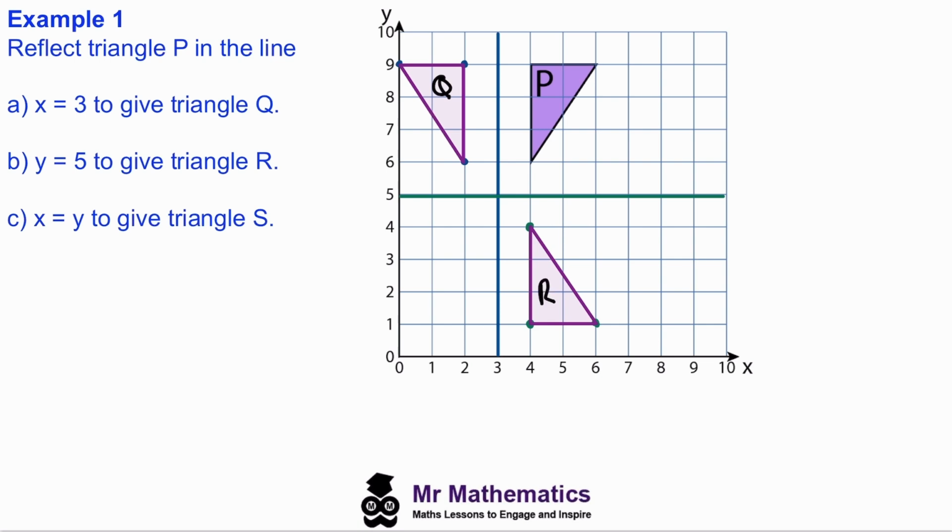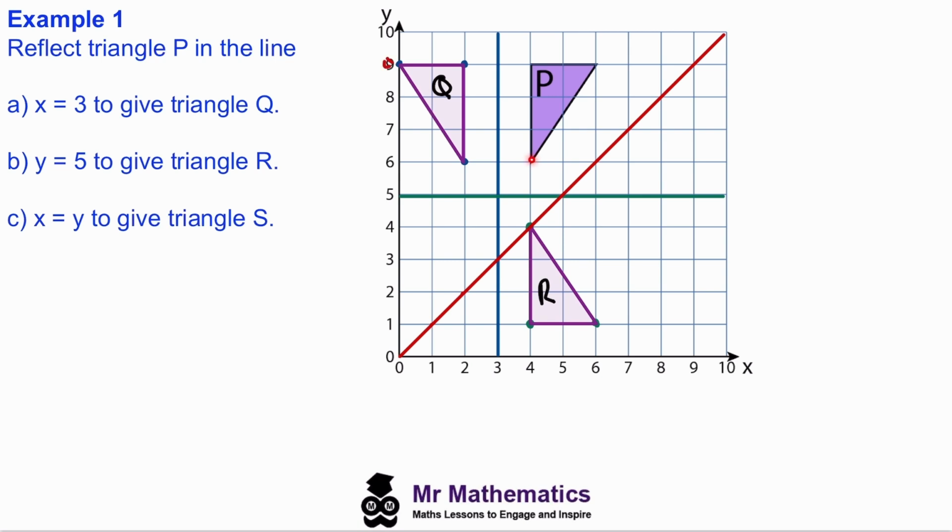And for question C, now we're told that our mirror line is x equals y. So if we look at x being 1, y must be 1. If x is 2, y must be 2. So our mirror line will be like this. So every x value, 9, is equal to the y value, 9. And the idea for reflecting is exactly the same.